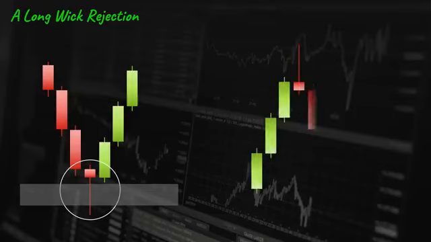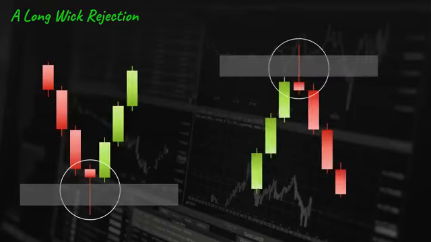Same thing here. The price is pushed up, hit, and reversed, forming a long wick rejection pattern. Again, it shows that the buyers are losing momentum and sellers have stepped into the market, which makes the price reject this area, signaling a possible reversal to the downside.